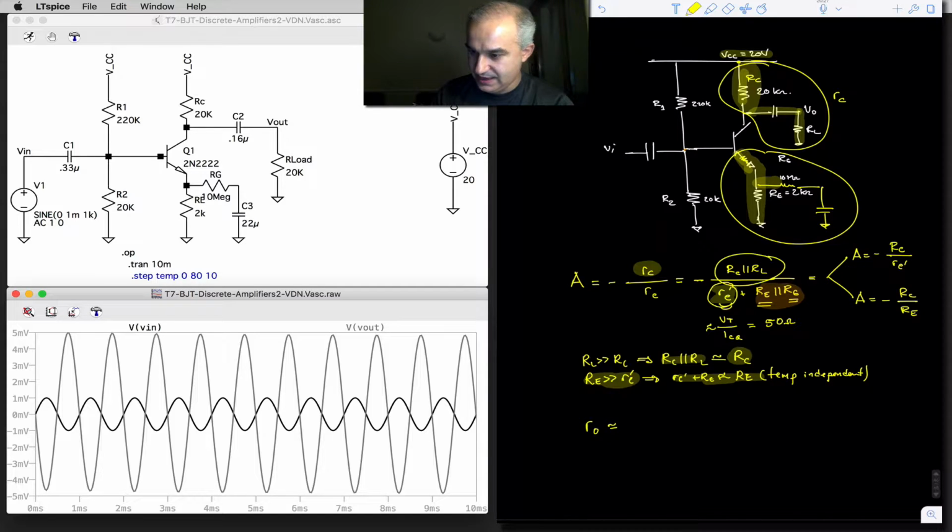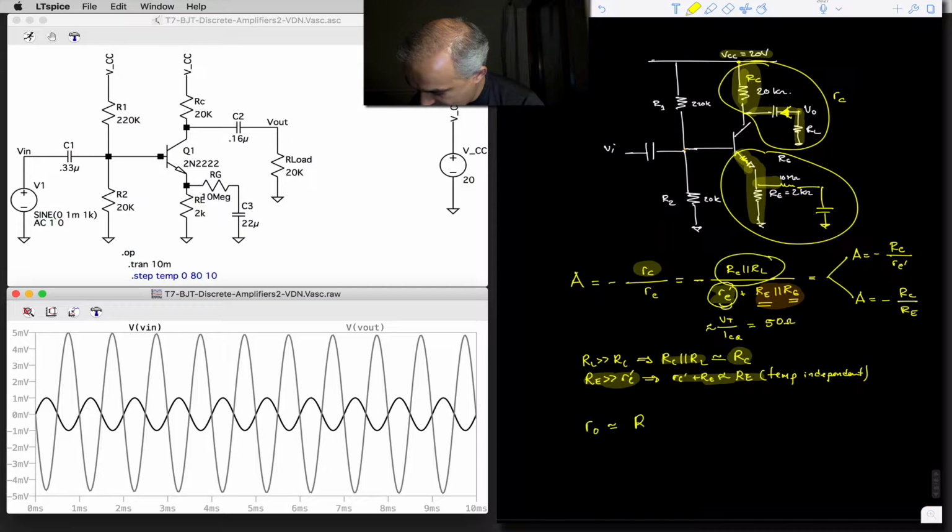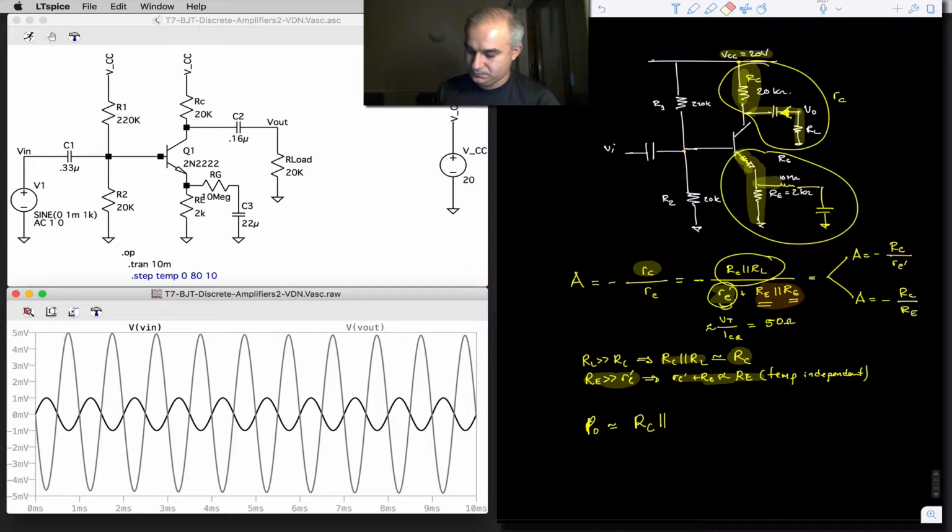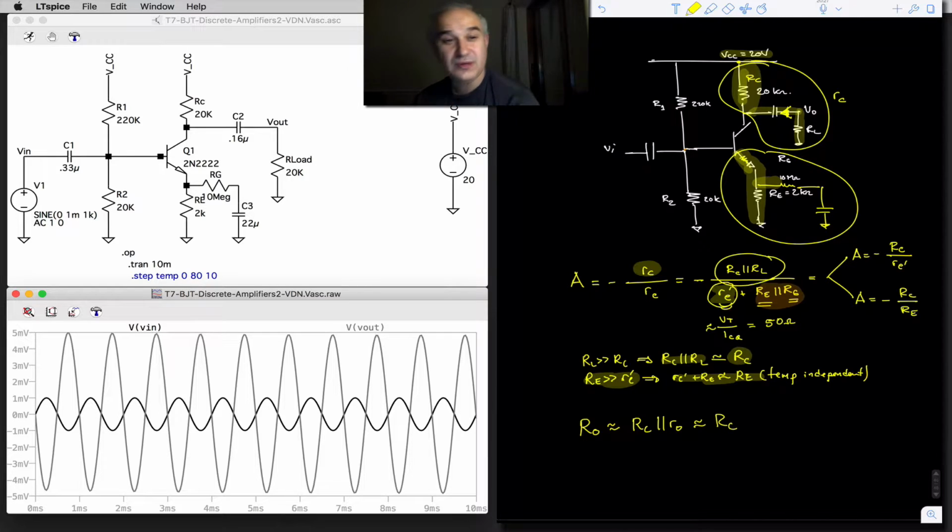was given by the impedance that you have at the meter. What is the impedance that we look at here from the load? It is RC in parallel with the impedance of the transistor. Okay, so I'm going to say output impedance is approximately equal to RC in parallel with the impedance of the transistor, which is very high, so it's going to be approximately equal to RC, which is very high.